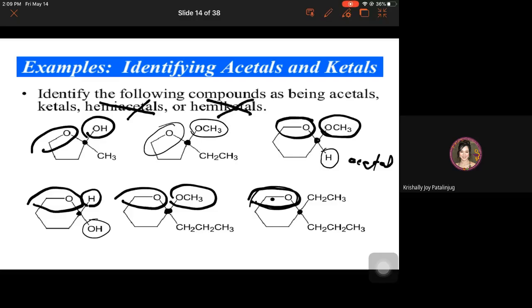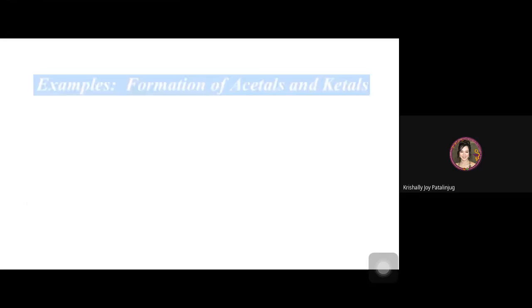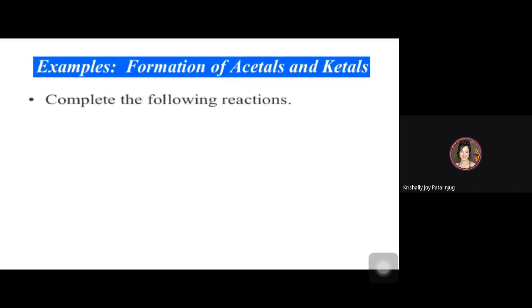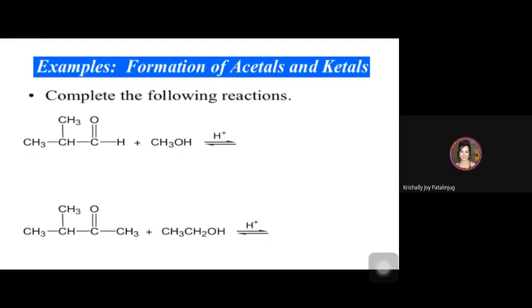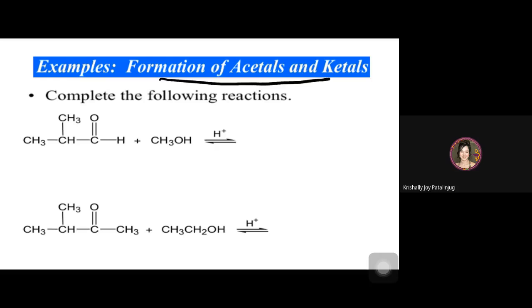Okay? So we are done with the intermolecular addition of alcohols to ketones and aldehydes. So let's proceed. Now we have a specific example on the formation of acetal and ketal. Again, a specific example. The given here is an aldehyde. So obviously, if an aldehyde is added with alcohol, the final product is acetal. So we will show the intermediate product, the hemiacetal, and then the acetal.